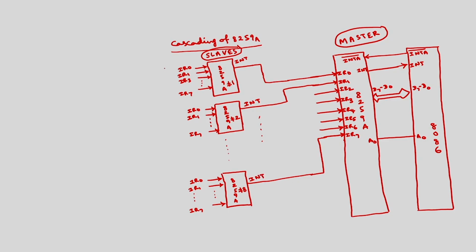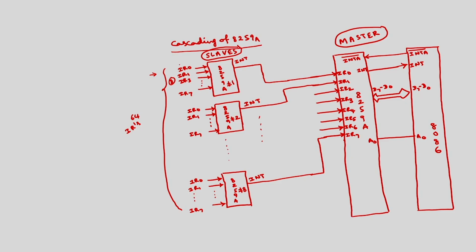Now, totally how many interrupt request lines are there? This has 8, this has 8 and so on. We have 8 such devices, so in total we can have 64 interrupt request lines. So I can connect 64 different devices such as printers, IO, keyboard and all. Okay. Now the process is here.